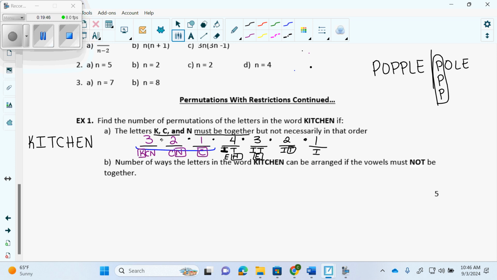We agree? Now this is K, C, N together at the front, is it not? Is that what it wanted? Did it want KCN together at the front? Sometimes it asks that, and we'd be done. If it said KCN together at the front, done. Correct? But it says KCN together.